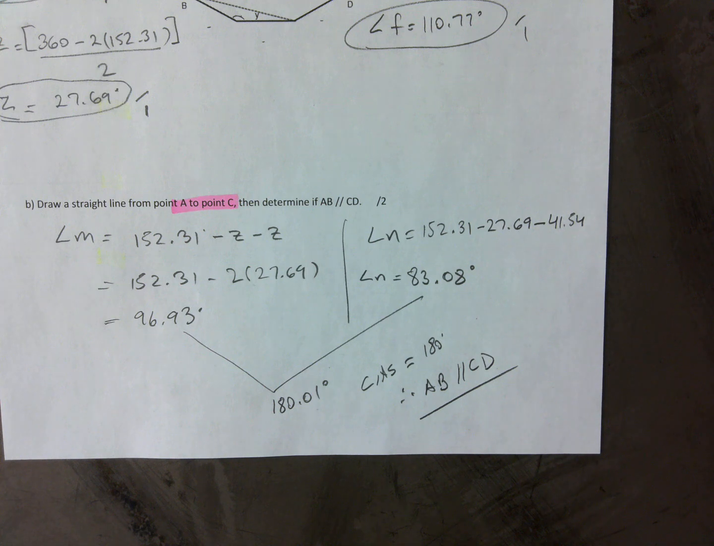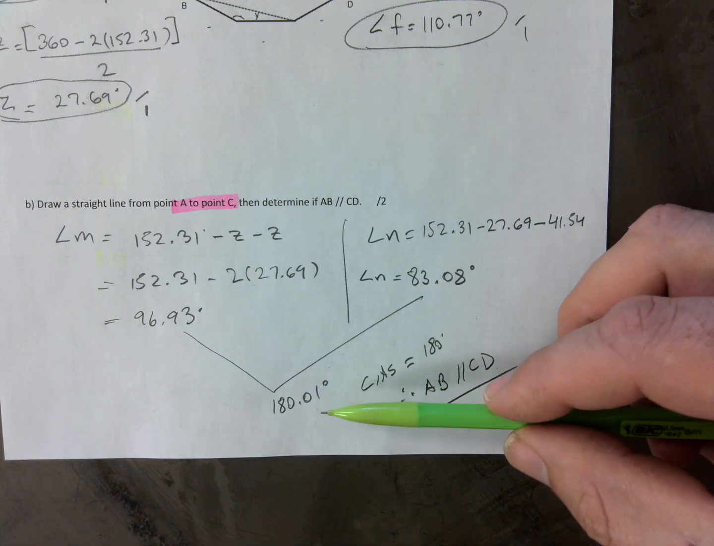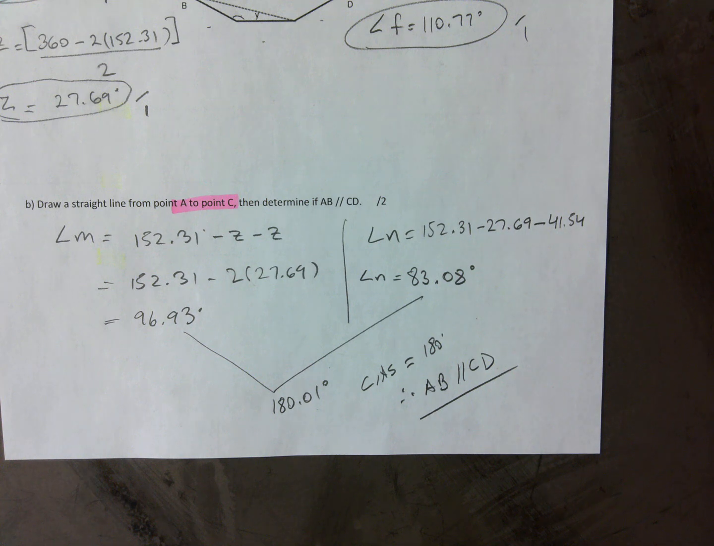So this is +2 if you got it. If you said they're not, because of the 0.01, that's okay. You still get the 2 marks, okay? Because technically you're correct. They're not exactly 180.